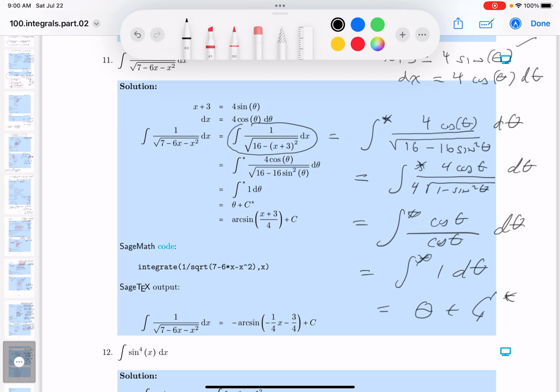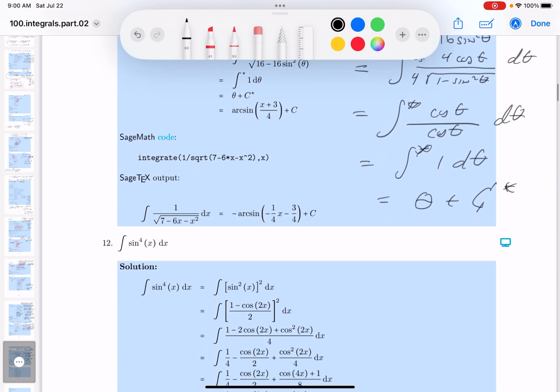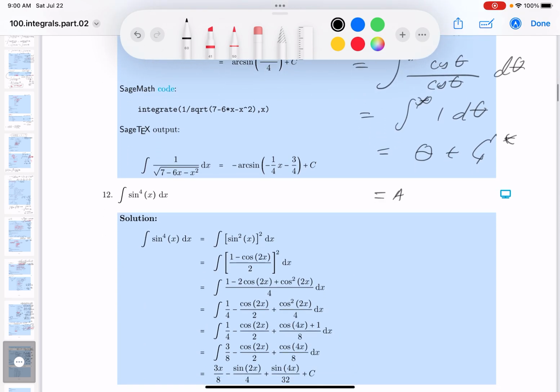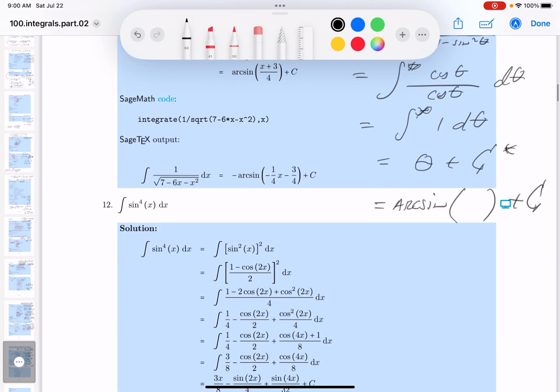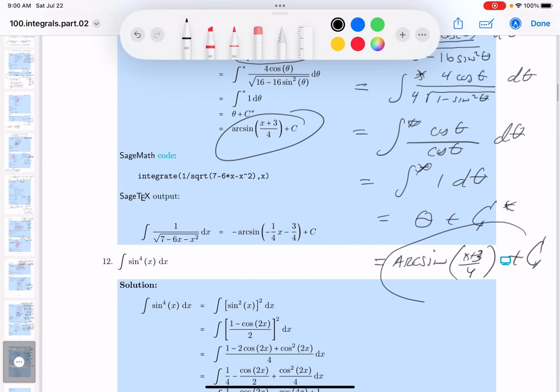But remember, we've got to go back to x, not theta. And the way I do that, I look at this equation over here, and I have to solve that for theta. So it's x plus 3 over 4 equals sine theta. So what's theta? It's the arc sine of x plus 3 over 4, plus c. We'll look at the key in a moment. All right, look at the key. I'm seeing that right over here. Thank you.